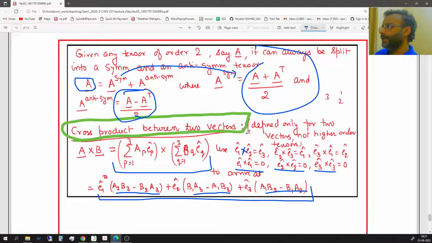Okay. The next type of tensor operation is cross product between two vectors, which I'm sure everybody is familiar with. The point to keep in mind is that even though we are talking about tensors of any order in general, this particular operation, cross product, is valid only when both the participating tensors are of order 1. Okay, cross product is defined only for two vectors.